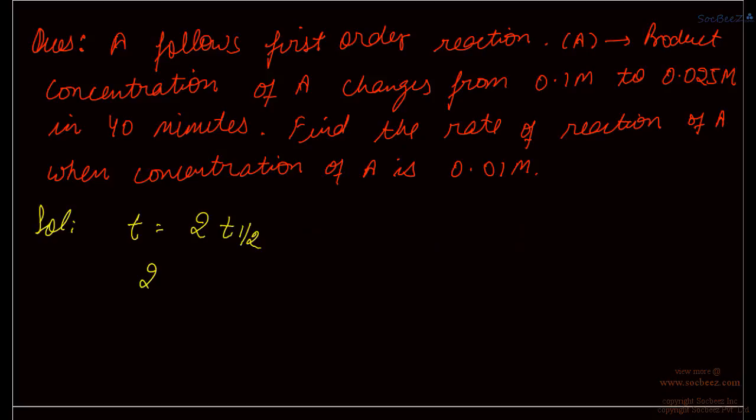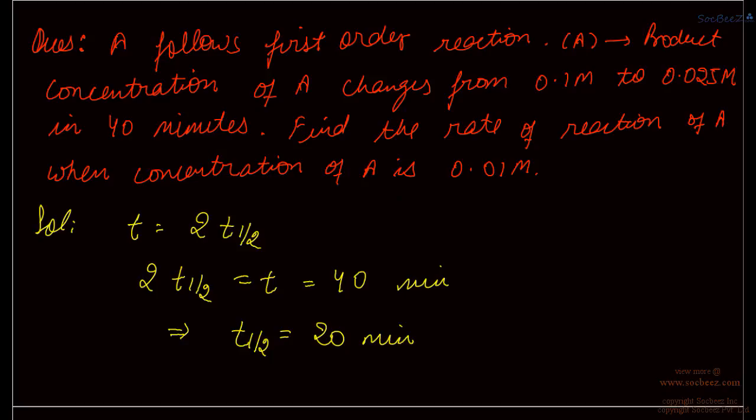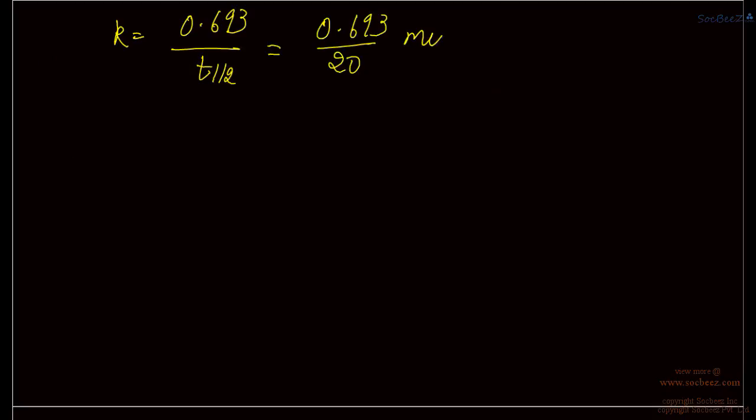Okay, so hence we can say that, since it is written that 2 into t half equals time equals 40 minutes, therefore from here half-life equals 20 minutes. Since half-life is 20 minutes and we know the value of K equals 0.693 upon t half, it comes out to be 0.693 upon 20 per minute.